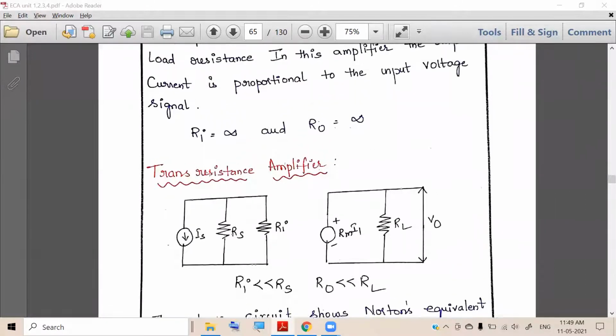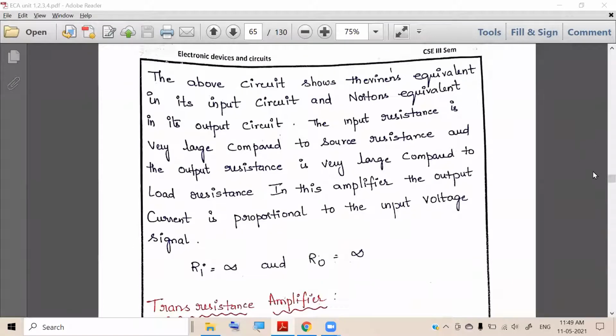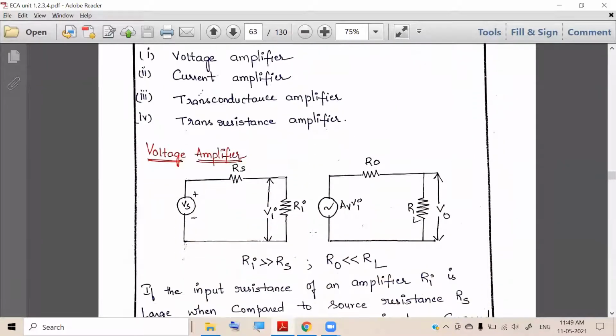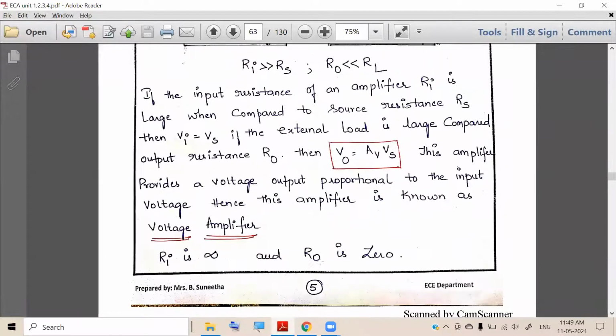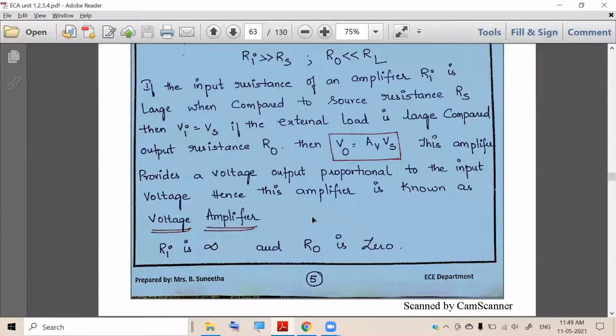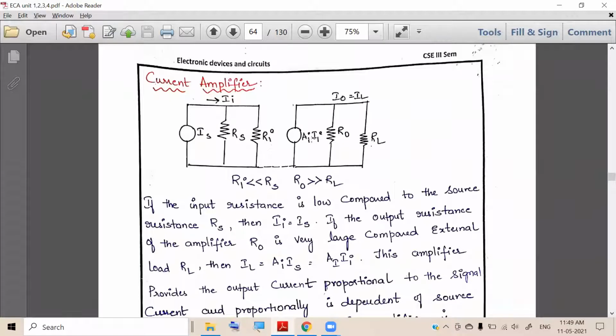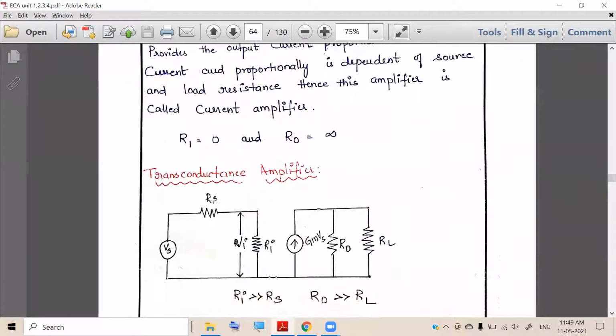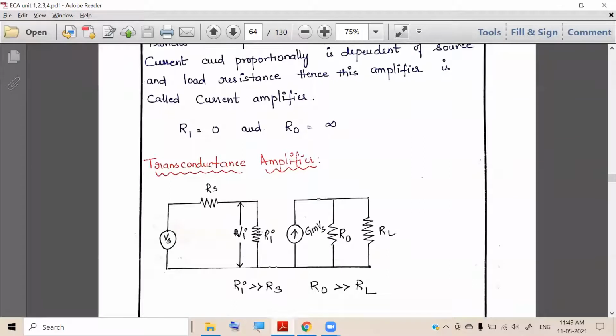Then how will we draw the circuits? For the voltage amplifier, we will have Ri, Ro, Av, Vi. Current amplifier, we will have Ri, Ai, Ii, and Ro in parallel. Next, for the transconductance amplifier, Ri, Ro in parallel.